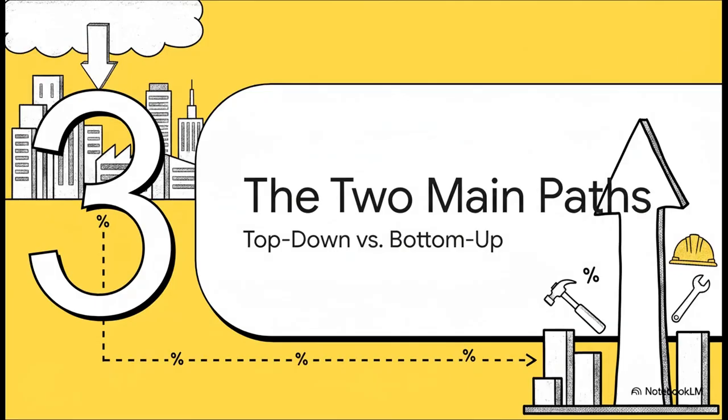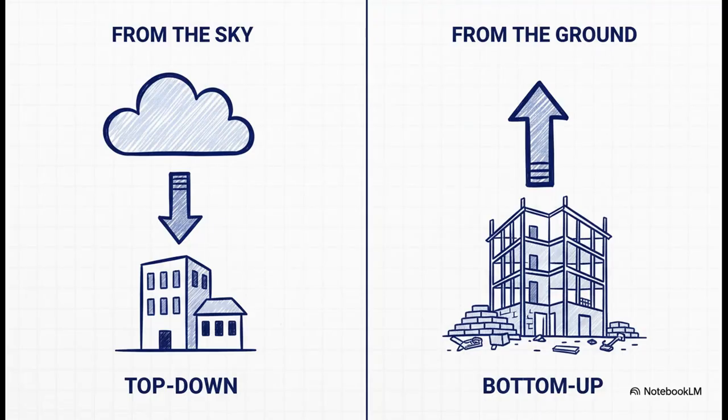So how do we actually go about creating these estimates? Well, there are two main philosophies, two main paths you can take to get to that final number: the top-down approach and the bottom-up approach. And I really love this way of thinking about it. One method starts with the big picture and works its way down, kind of like looking at the project from the sky. The other one starts with the tiniest details and builds its way up from the ground.